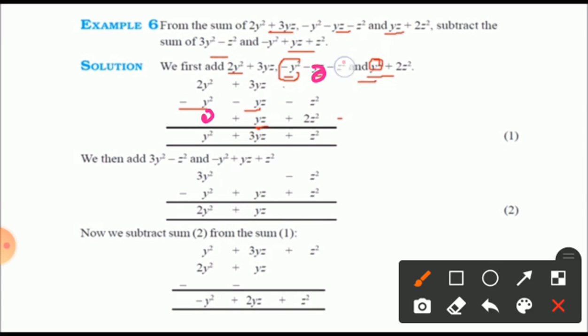Correct. Now add it, this one. One is a minus and one is the plus. This is the minus, this is the plus. 2z square plus and minus z square, which gives me z square plus. Okay. 3yz minus yz plus yz.